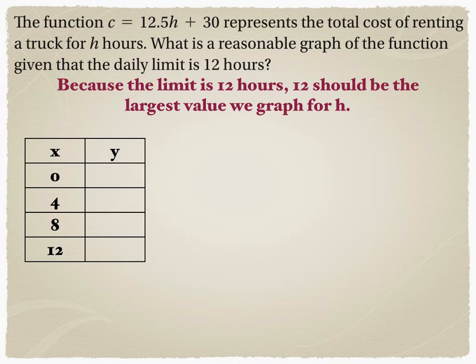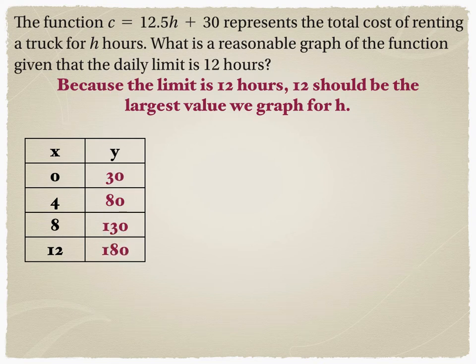When you plug in 0, 0 times 12.5 is 0, plus 30 is 30. When you plug in 4, 4 times 12.5 is 50, and 50 plus 30 is 80. When you plug in 8, 8 times 12.5 would be 100, plus 30 is 130. And then when you plug in 12, 12.5 times 12 is 150, and 150 plus 30 is 180.